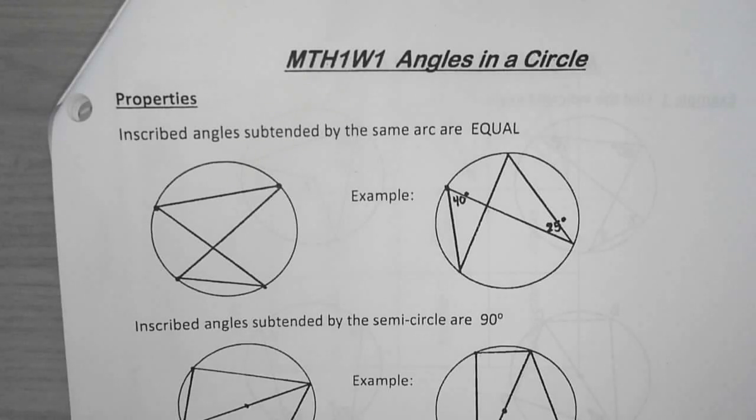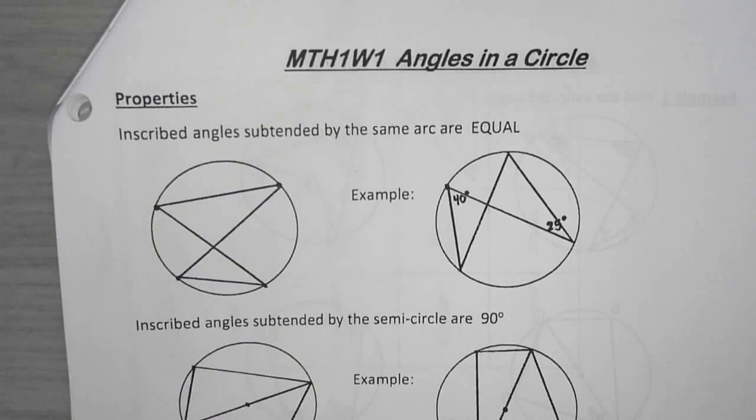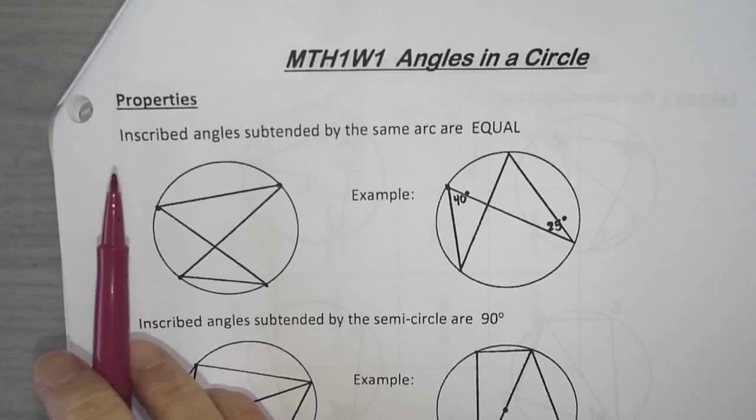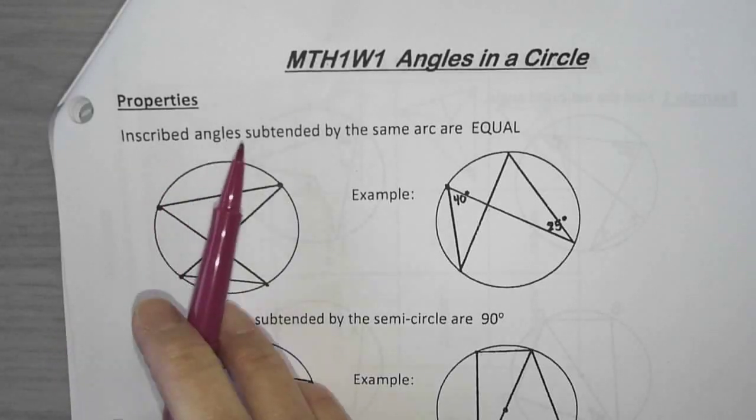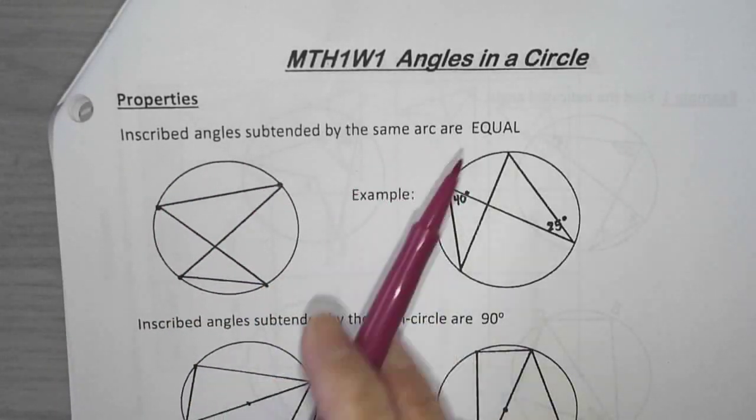In this video, we are looking at angles in a circle. The properties are going to be described on this page, and it's going to come up with a pattern that we can use as a rule for finding another angle when we're talking about angles in a circle. So, inscribed angles subtended by the same arc are equal.